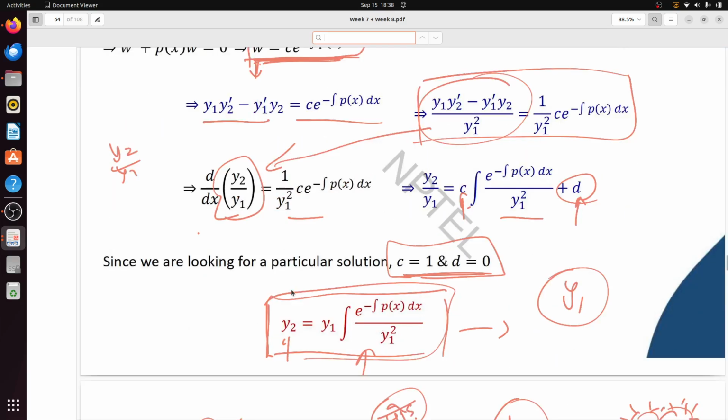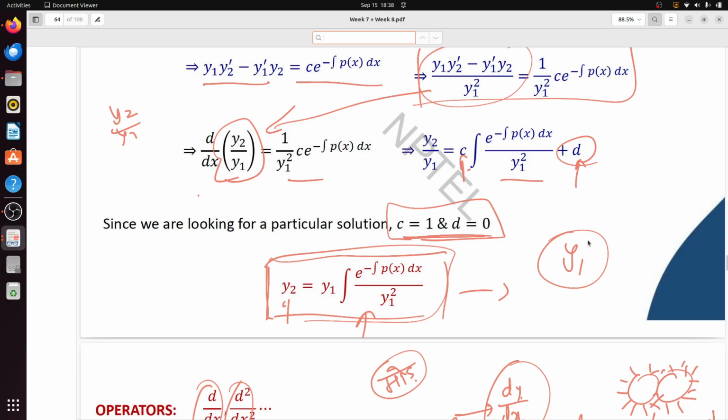Since we are looking for a particular solution, we can take C equal to 1 and D equal to 0. So if your differential equation has y1 given as one linearly independent solution, then what will be another independent solution y2? Your other independent solution y2 will be y1 times the integral of e^(-∫p(x) dx) divided by y1 squared, right?